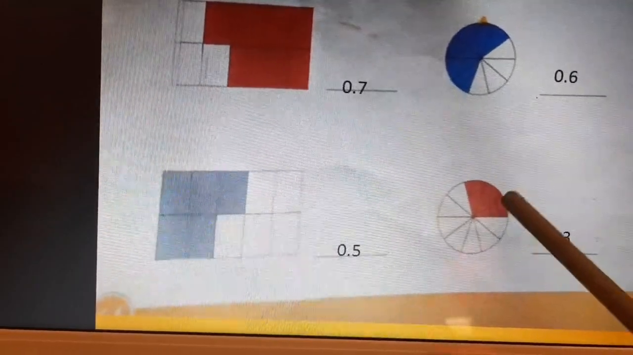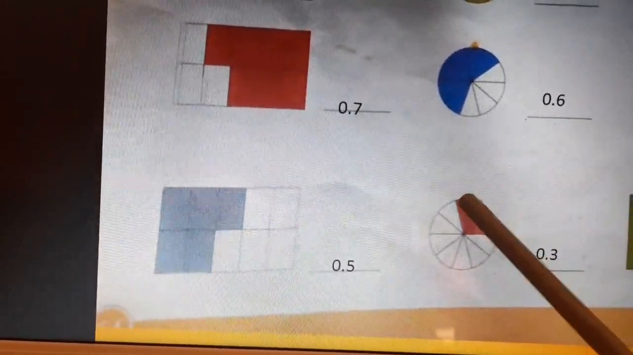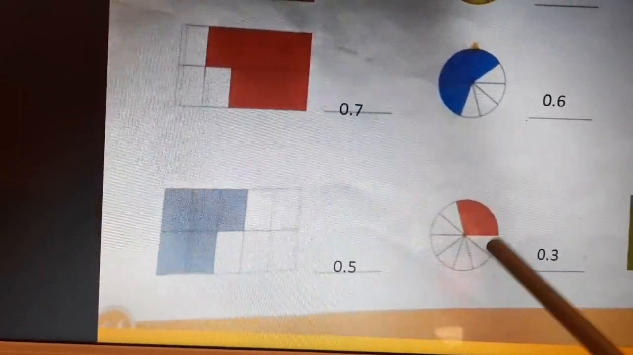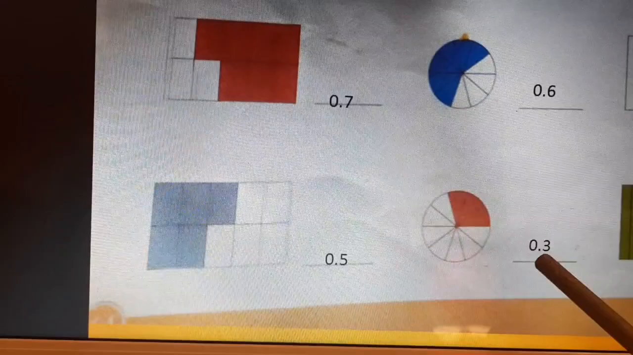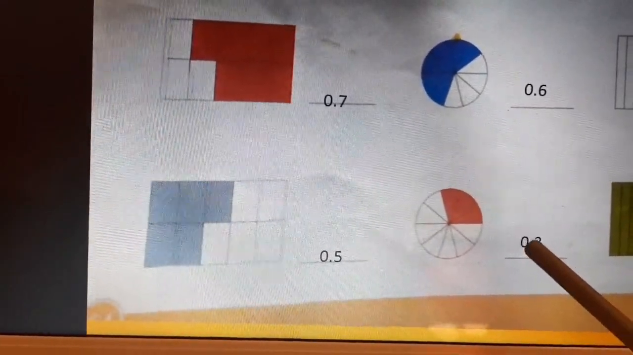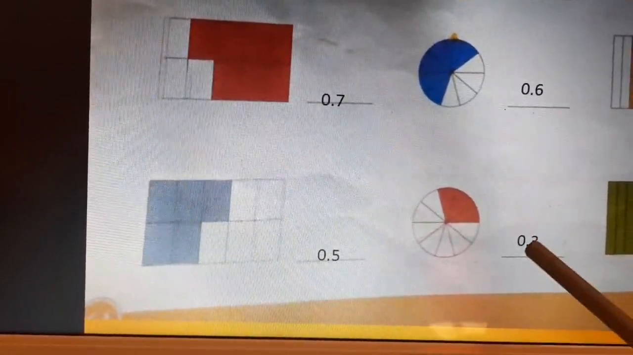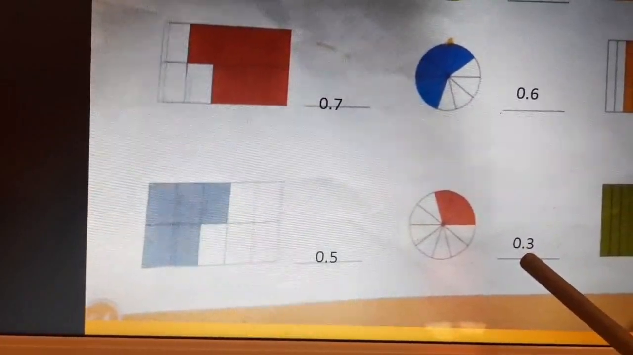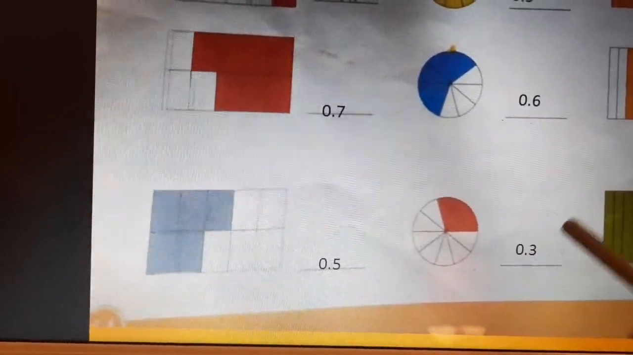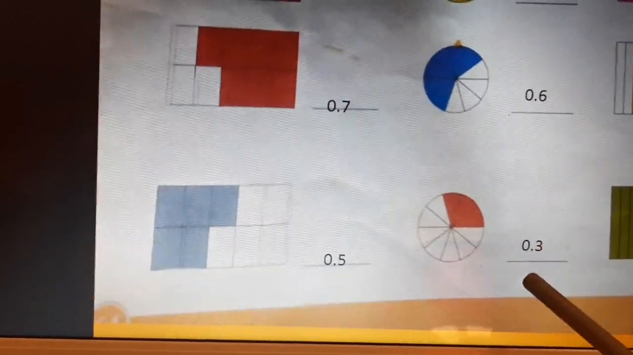1, 2, 3. 3 out of how many total parts? 3 out of 10. 1, 2, 3, 4, 5, 6, 7, 8, 9, and 10. 3 out of 10. How can we write it as a decimal? At first put the decimal point. After the decimal point, how many colored parts? 3. Put 3. 3/10.